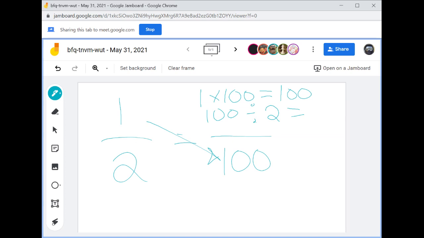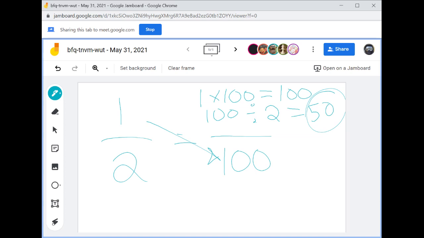Oh, it works. So we got the right answer. Yay. So this would be 50 up here. So our answer would be 50 out of 100. So this works really, really well. Now, if it's a fraction that we can find something to make it equivalent easily, like, you know, into 100 from 1/2, you can do it that way.